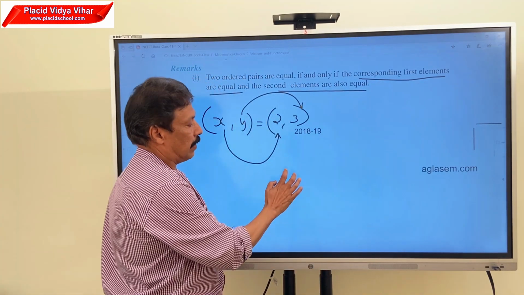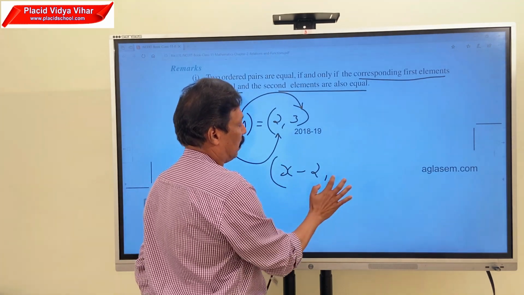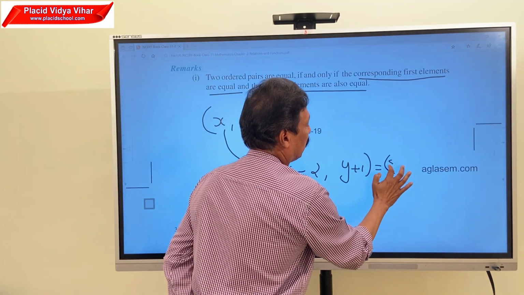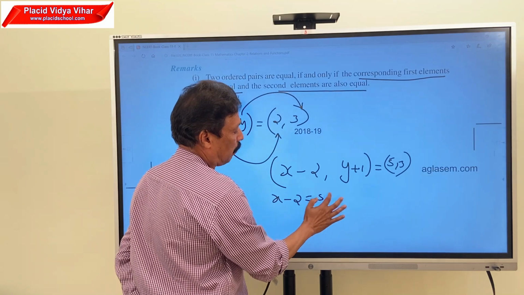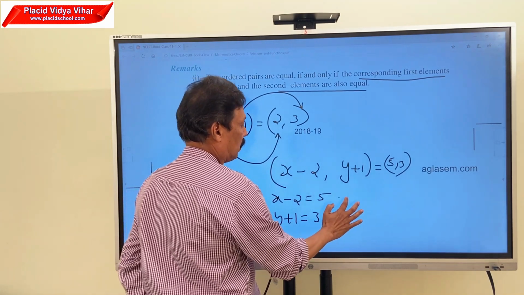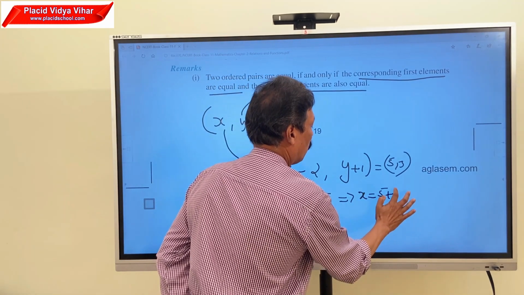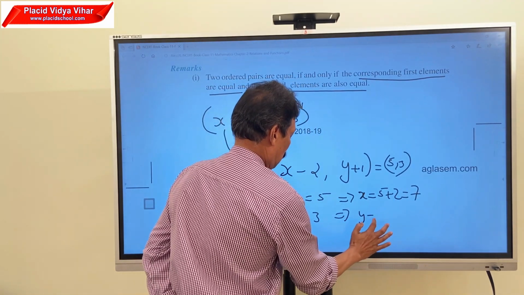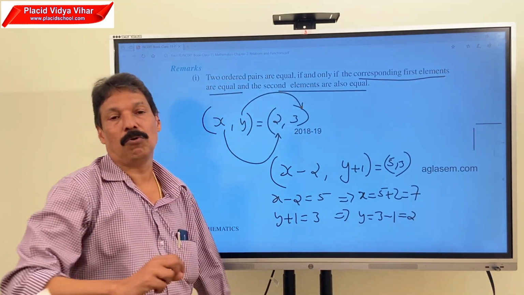Simply, an example we can consider: the ordered pair (x minus 2, y plus 1) equal to the ordered pair (5, 3). Then x minus 2 equals 5 and y plus 1 equals 3, which implies x equals 5 plus 2 equals 7 and y equals 3 minus 1 equals 2. We can equate the ordered pairs.